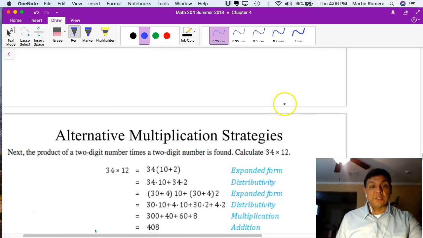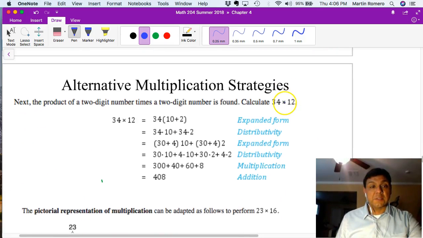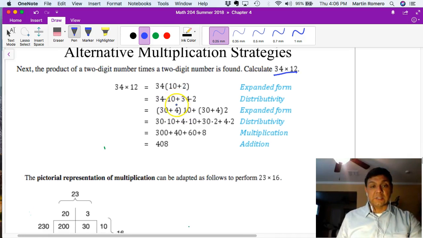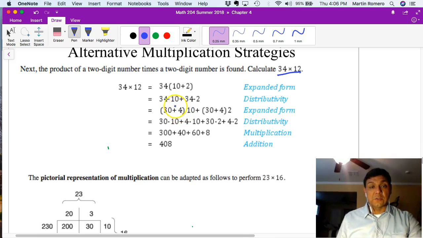Now that leads us to alternative strategies to multiply. So let's take a look here. Next, the product of a 2-digit times a 2-digit, 34 times 12. You could see it as 34 times 10 plus 34 times 2. With our number talks, hopefully we've been emphasizing these techniques so you can see these alternative strategies to do that. And you end up with your 408 still.